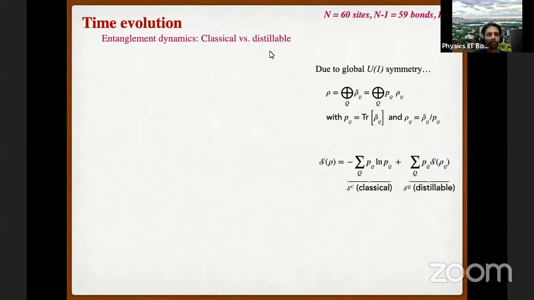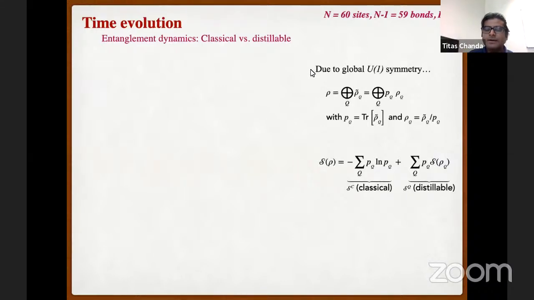Okay, so there is another thing about entanglement dynamics. Because of the presence of global U(1) symmetry, we can divide the total entanglement entropy into two parts. One is the classical entropy, which is the Shannon entropy between different quantum blocks, and one is the distillable part of the entanglement entropy, which is the entropy in between these blocks. Only the distillable part of the entanglement entropy can be extracted via local operation and classical communication, whereas the classical part of entanglement entropy can be measured very accurately in experiments.